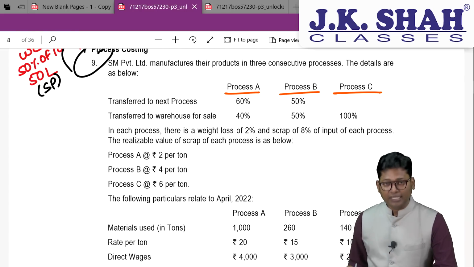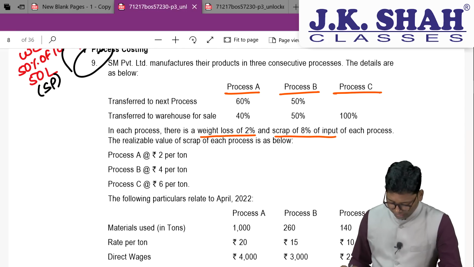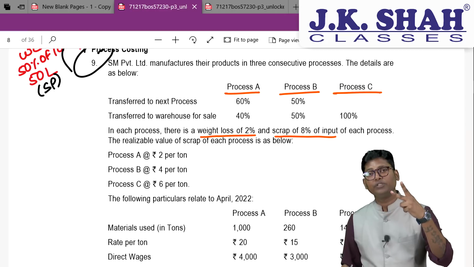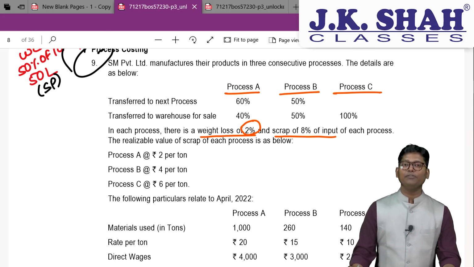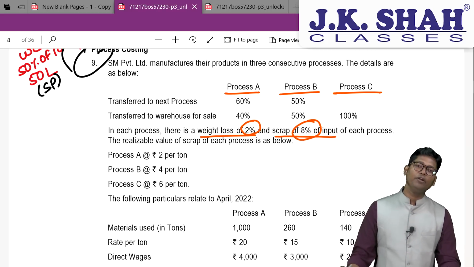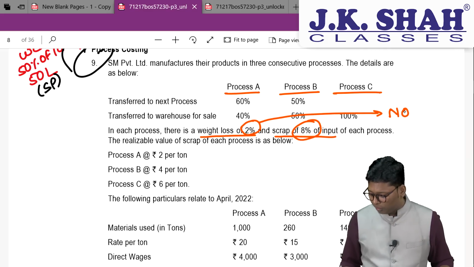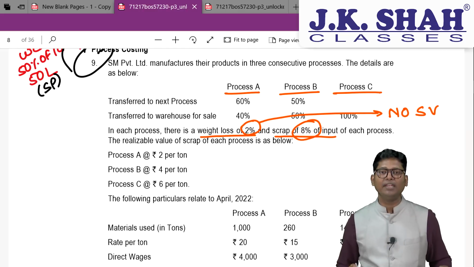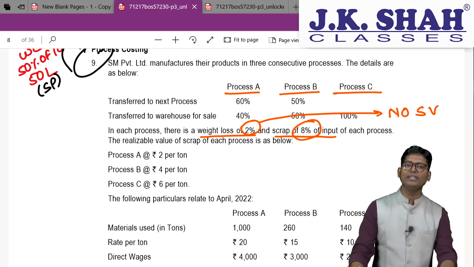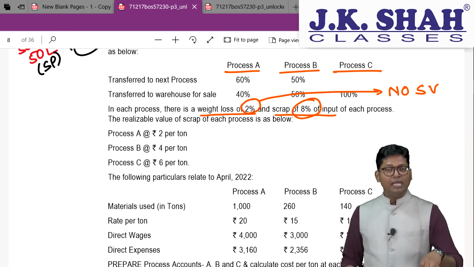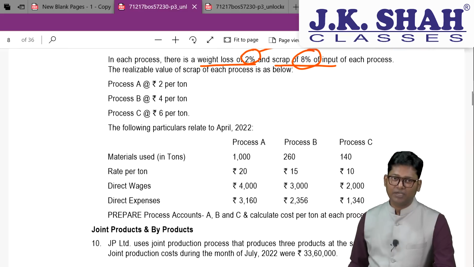In each process, there is a weight loss of 2% and scrap of 8% of input, meaning a total of 2 losses we should record on the credit side. Weight loss is to be computed at the rate of 2% of input and scrap is to be computed at the rate of 8% of input. As far as weight loss is concerned, it never carries any kind of scrap value. It is without scrap value. But whatever is the scrap, that is 8%, that is to be sold at the scrap value, and scrap values are given in the question. The scrap value for process A, B and C is 2 rupees, 4 rupees and 6 rupees per ton respectively.